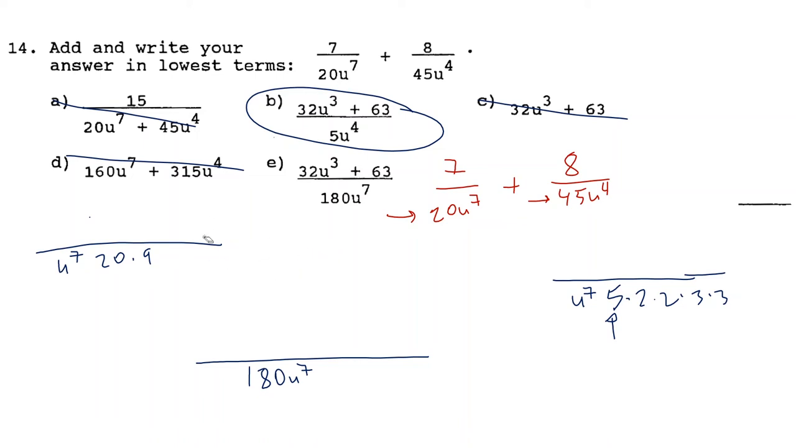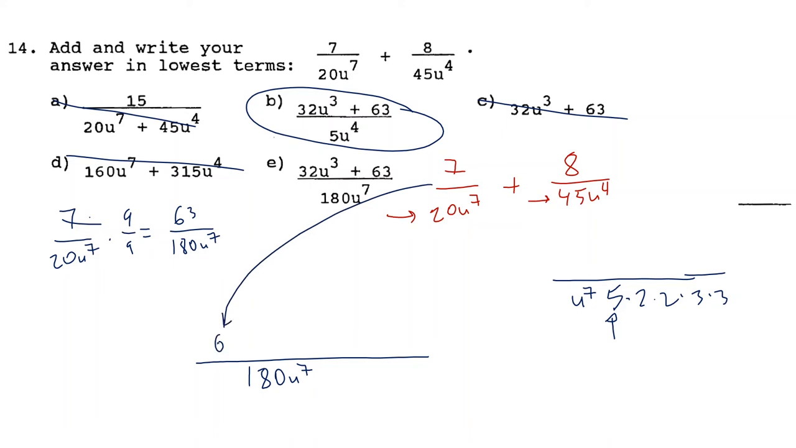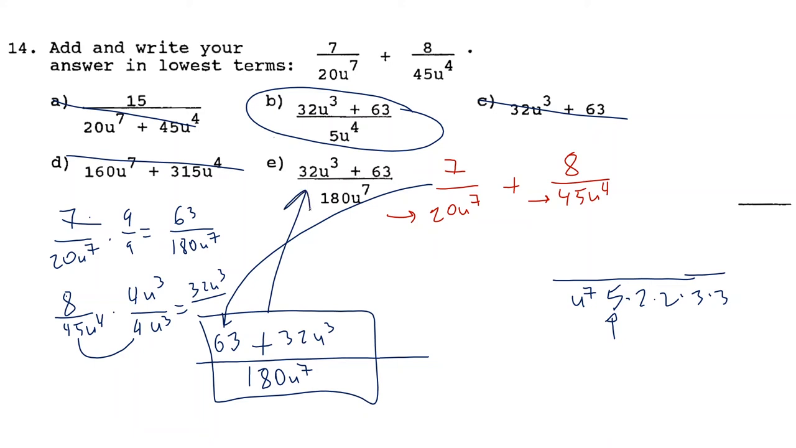Now let's figure out what I need to multiply the first fraction by and the second fraction by. My first fraction, 7 over 20u to the 7, I need to multiply by 9 over 9. It will turn into 63 over 180u to the 7. So from the first fraction, I just put 63. Now the second fraction, 8 over 45u to the 4th, is a little bit more challenging. First of all, I need to multiply by u to the 3rd power to get to the 7th. I also need to multiply it by 4. 45 by 4 will get me 180. So I multiply on both the top and bottom. So it's going to be 32u cubed over the denominator. So plus 32u cubed. And bingo, magically, it's matching the answer E.